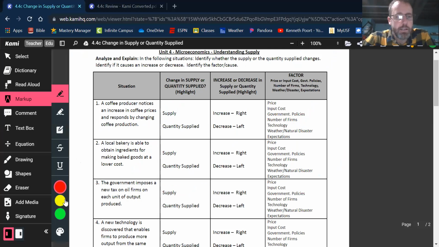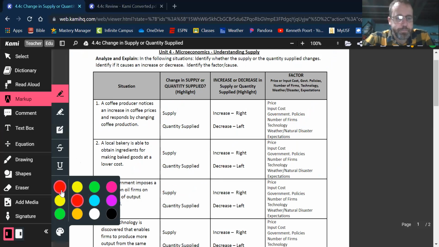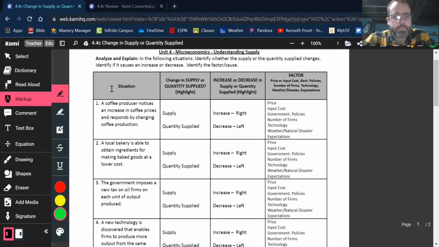Let me do the highlighter and I'll just highlight the answers as we go. Let's go with green. All right, so just like the demand assignment, this is set up the same way. After reading the situation, we decide to identify: is it a change in supply or quantity supplied? Is it going to be causing an increase or a decrease? And then what's the factor causing it?